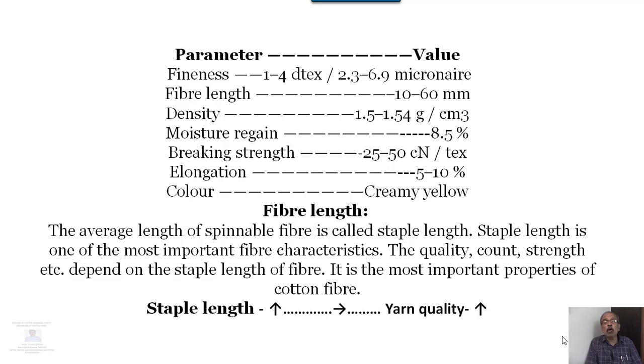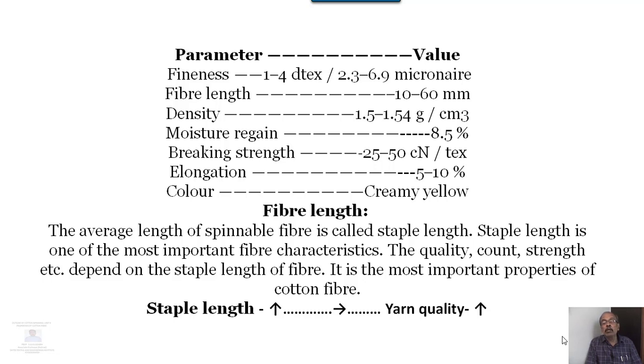And breaking strength now, usually cotton will have 25 to 50 grams per tex or centinewton per tex, or 2.5 to 5 grams per denier. This breaking tenacity will be there, bundle tenacity of the fibers. Usually it is measured in the bundle.